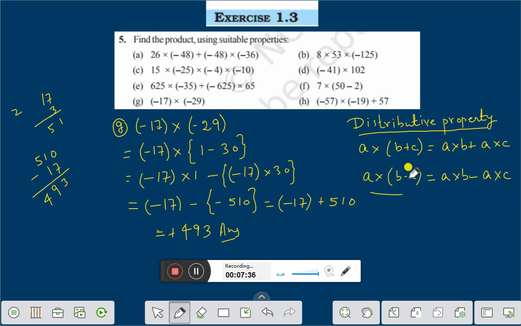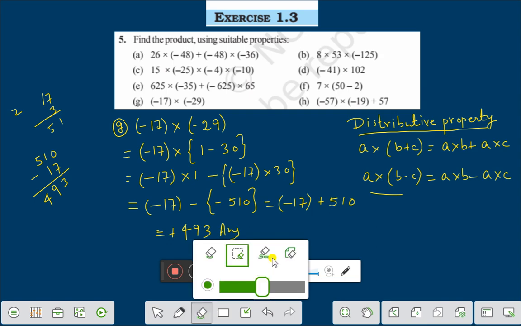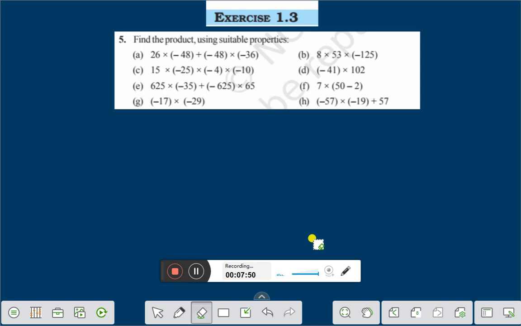Now we'll solve question number H. Question number H is minus 57 into minus 19 plus 57.